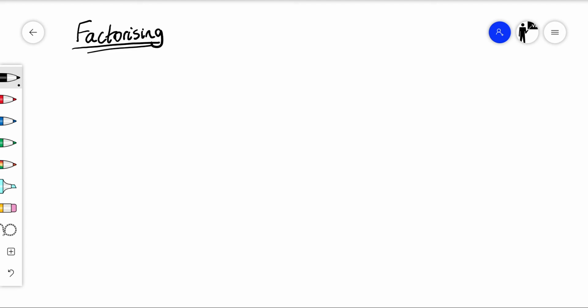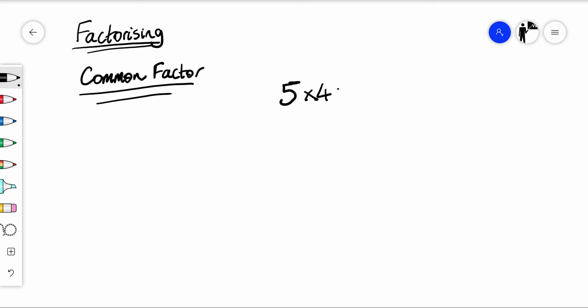We're going to have a look at factorising, and specifically today we're going to have a look at how to factorise, specifically looking for a common factor. Mathematics is all about the doing and undoing of things. For example, if we know that 5 times 4 is 20, well, that means we know that 20 divided by 4 is 5, the doing and the undoing.